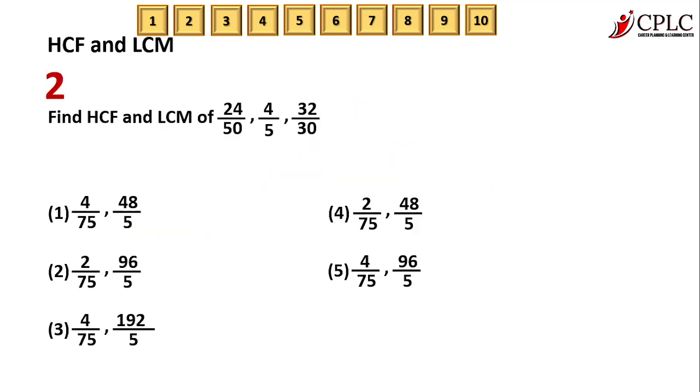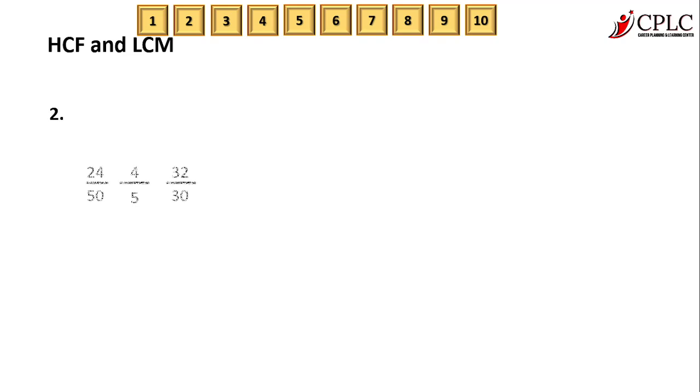Moving on to the second one, we have to find out the HCF and LCM of all these three fractions. And again, one very, very important part that you have to keep in mind: don't directly apply the formulae, because you can clearly see some of these fractions can be reduced further as well. For example, the first one and the last one. So you have to first reduce them and then apply the formulae basically. So let's reduce them. If you divide them by 2, the first one becomes 12 by 25 and the last one becomes 16 by 15, for example.